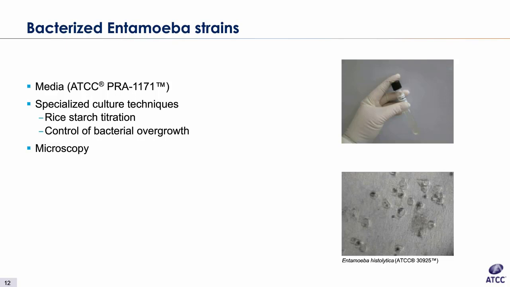These grow in the media I just mentioned, PRA 1171, I'm holding a tube of it here, we sell that. And it has the rice starch in the bottom, and then the bacteria is added later. So you need to be able to titrate the amount of rice starch you have. It's more of an art than anything else. You have to figure out how much you need in there.